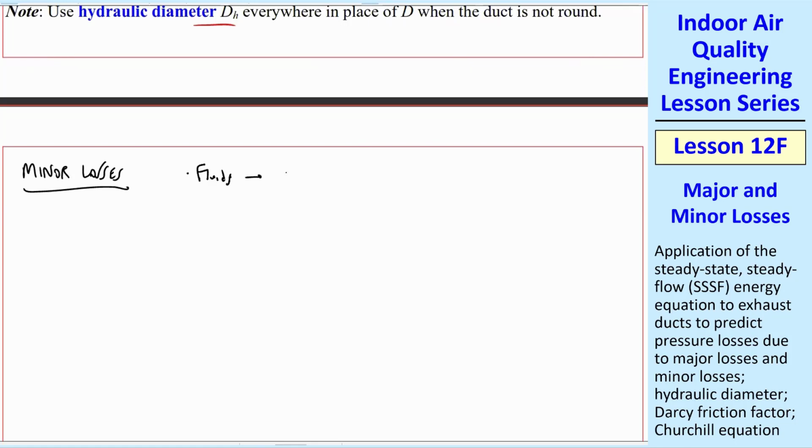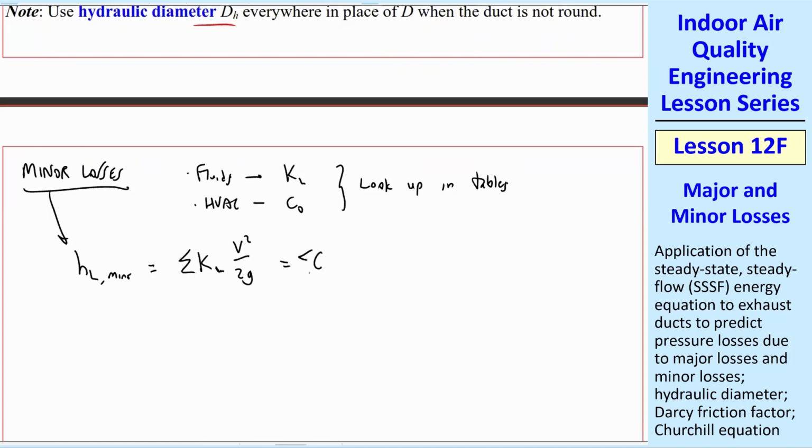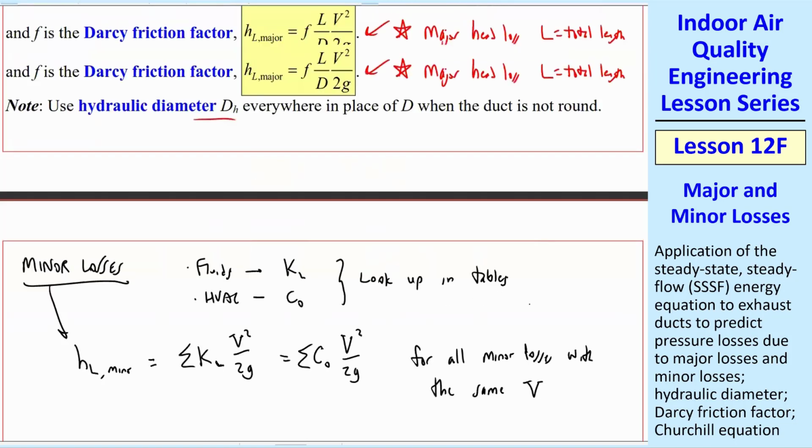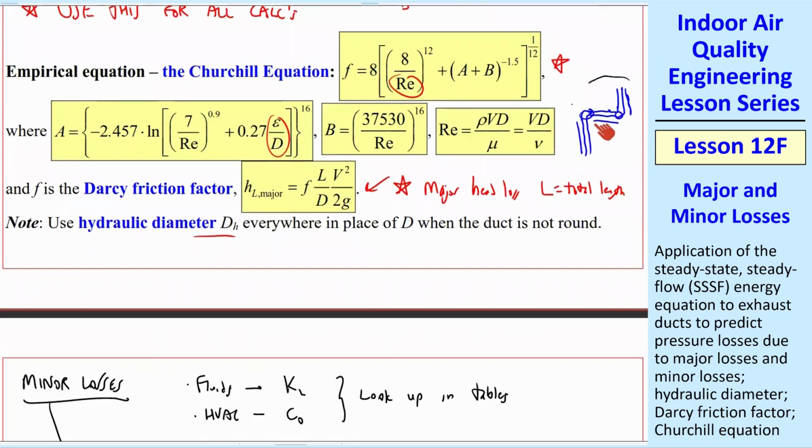In fluids, we use K_L as the minor loss coefficient. In HVAC, we use C0. Either way, you look up in tables for various kinds of elbows and such, and I'll show you some examples. The head loss, HL, for these minor losses is equal to sigma K_L V squared over 2g, or in our notation now, C0 V squared over 2g, where this is valid for all minor losses with the same V. And that's usually the case. Like this example, the V was always the same because you have the same diameter pipe.